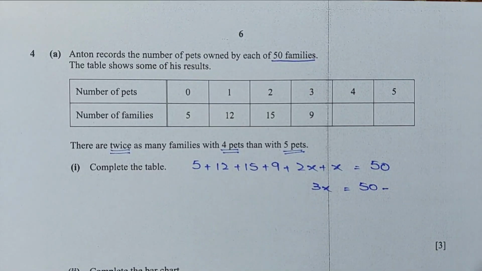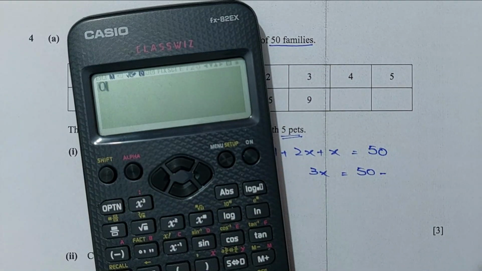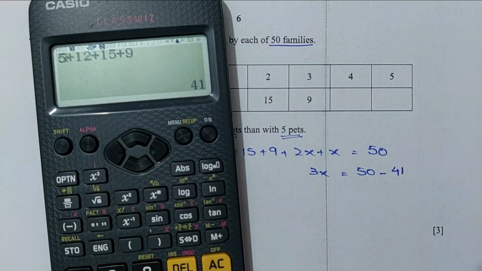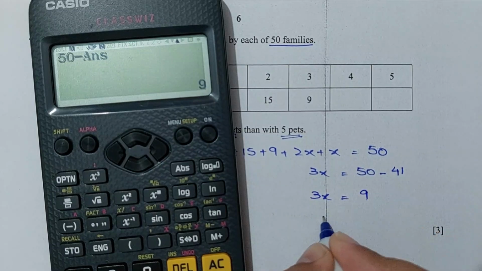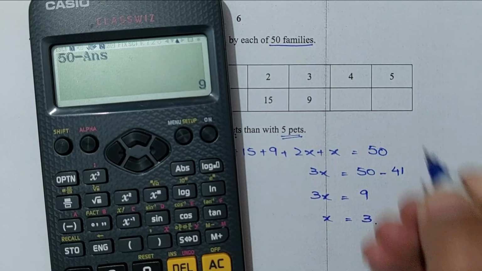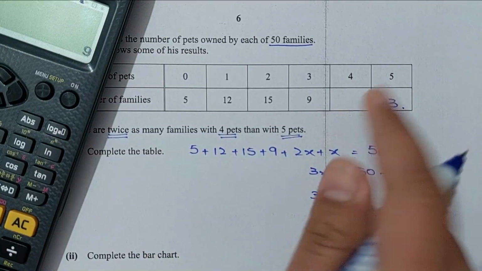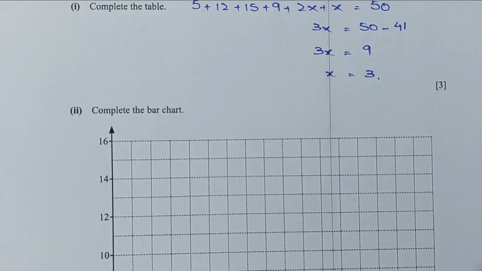Let me add them up: 5, 12, 15 and 9. This is 41, and from 50 take away 41 is 9. So 3x equals 9 and x equals 3. Right, so for 5 pets the x value is 3, and for 4 pets, 2 times 3 equals 6. The table is completed.